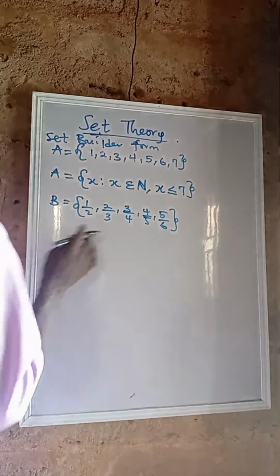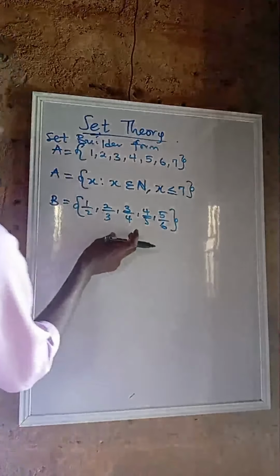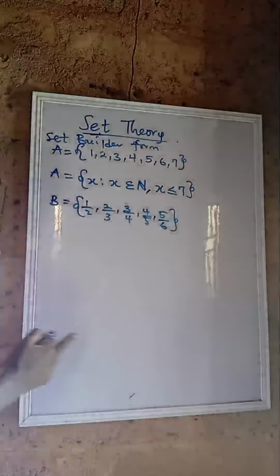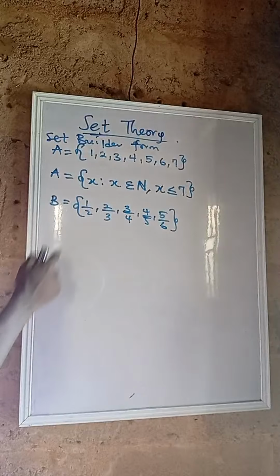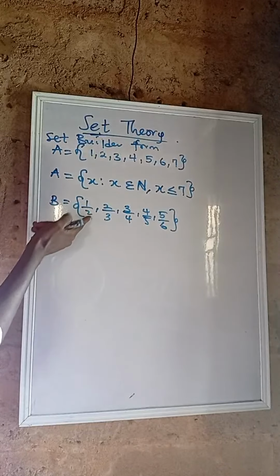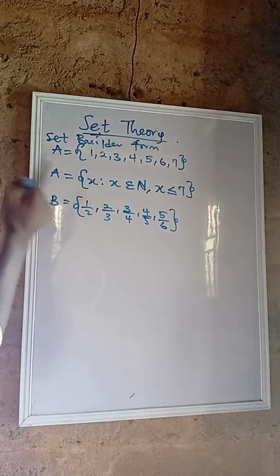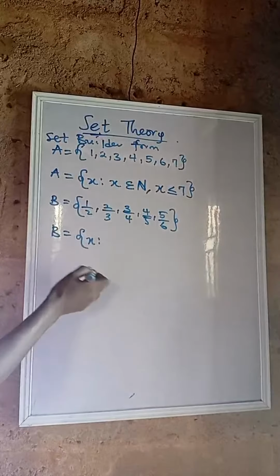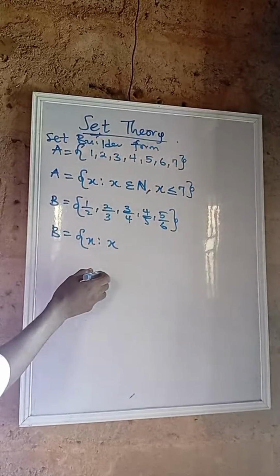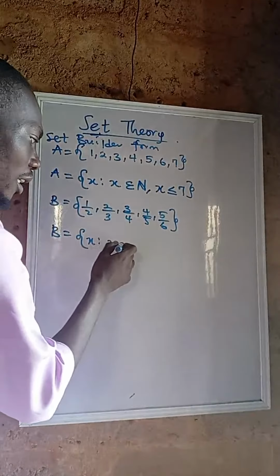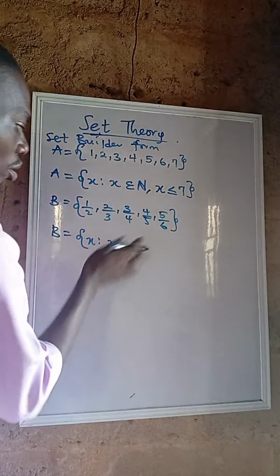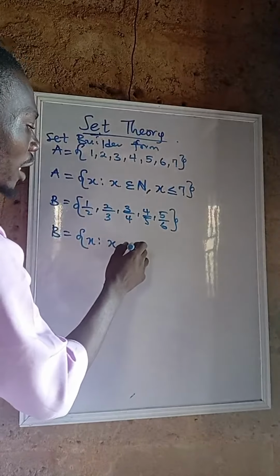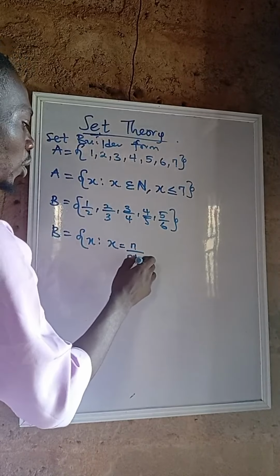So what you do here is you should look at this very well. You notice the numerators are all natural numbers from 1 to 5. That's the first thing. But then you discover that the denominator exceeds the numerator just by 1. So we say b is a set of x such that x is equal to n over n plus 1.